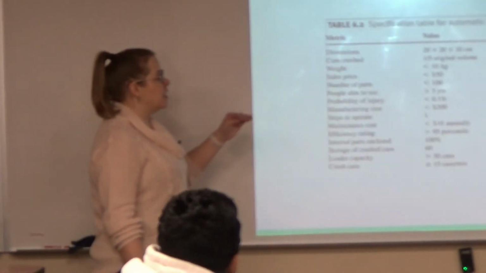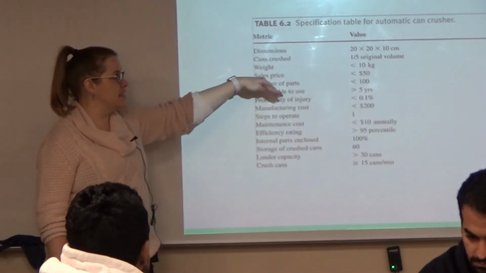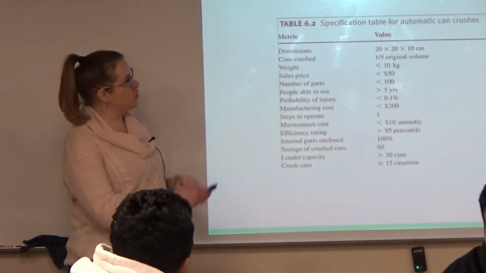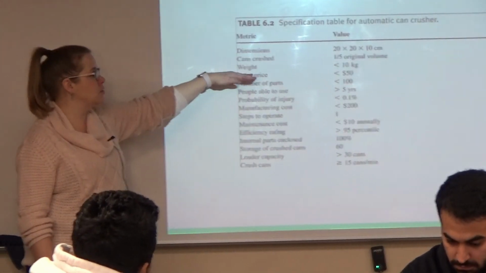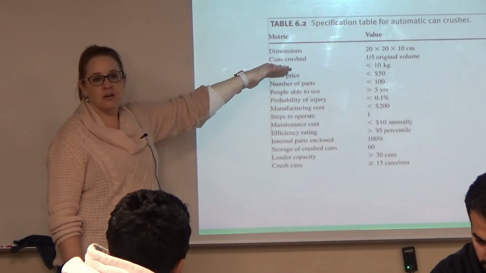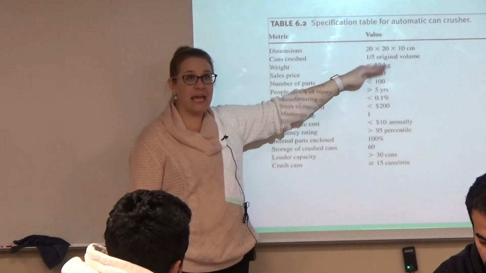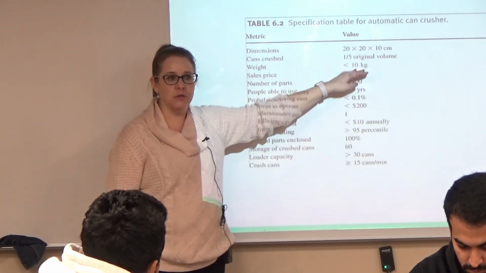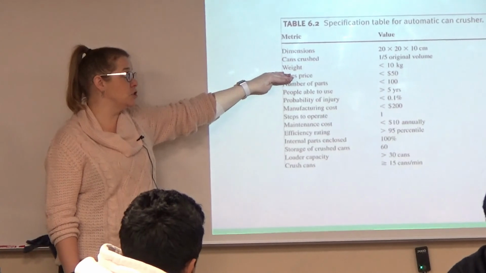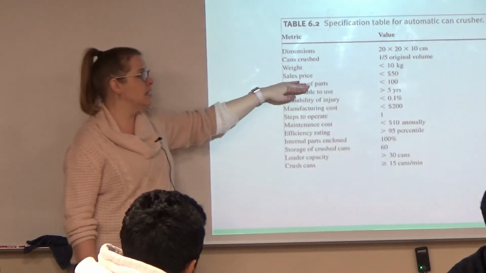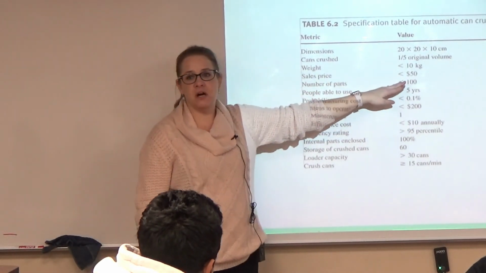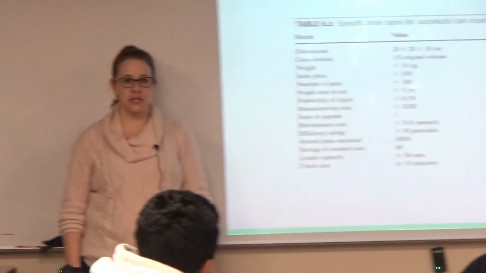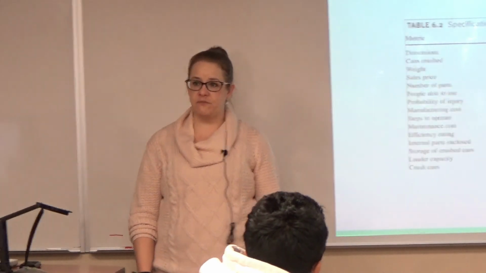Here's an example. If we have dimensions, we can say it needs to be 20 by 20 by 10 centimeters. This is for an automatic can crusher. So if we're trying to specify that it crushes cans, we want those cans to be 1/5 their original volume. So that's giving it a metric and a value. So actually putting it into quantitative measures. It needs to weigh less than 10 kilograms. A sales price of less than $50. And see, we also have these less than or greater than types of things in here. So you'll want to develop this type of stuff for your solution as well.